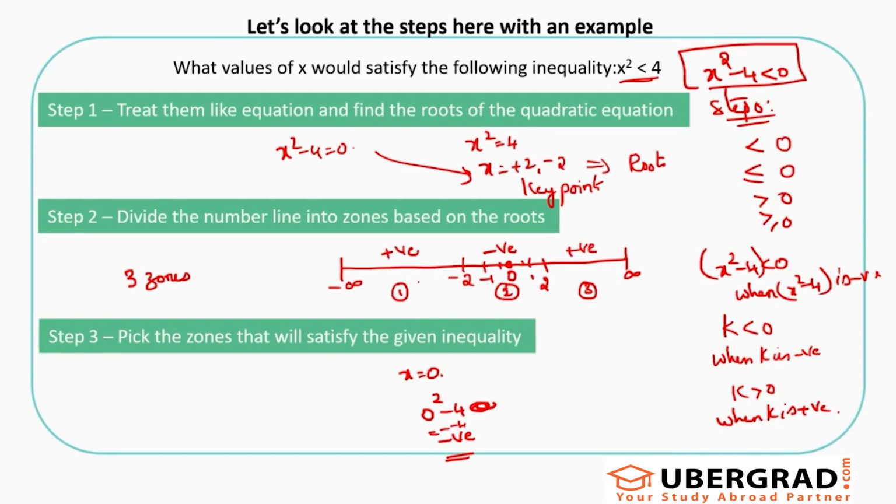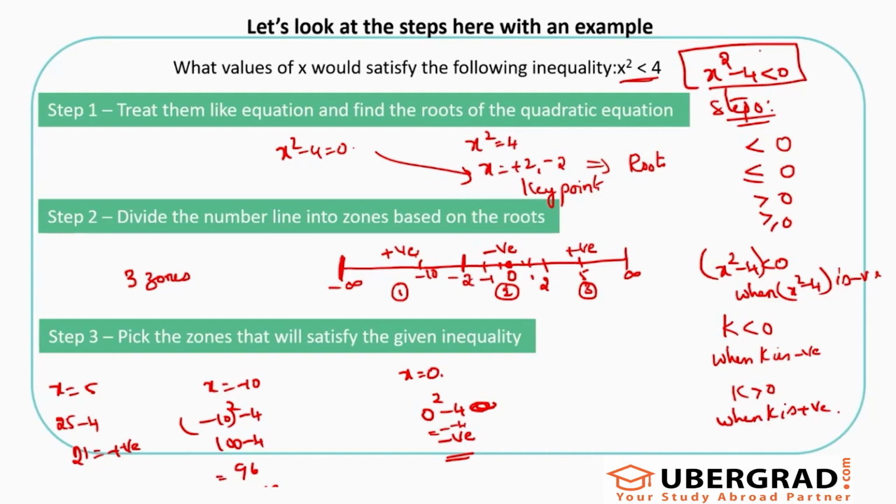Anything you can pick, and I'll just show you. Let's take minus 10 here. If x equals minus 10, it's minus 10 square minus 4, which is 100 minus 4, which is 96, a positive value. So this entire zone will be positive. What if I take 5 here, for example? If x is 5, 5 square is 25 minus 4, which is 21, which is positive. So again, I got the positive zone. Now you're able to bifurcate the zones. This is the positive zone. That means x square minus 4 is positive for x ranging from minus infinity to minus 2.